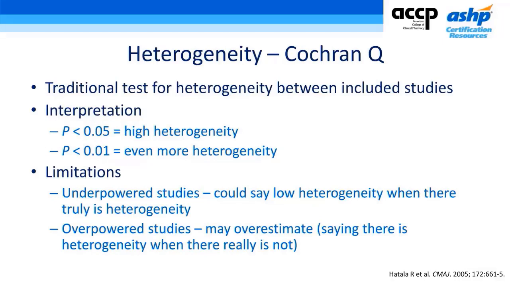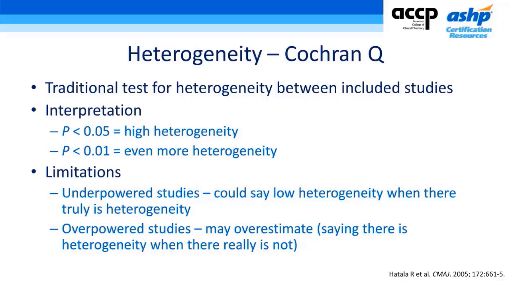As I mentioned before, there's heterogeneity, and we are concerned about heterogeneity between trials that are included in a meta-analysis. So the Cochrane Q is a traditional test for heterogeneity between included studies. Now, how to interpret the Cochrane Q, we use a p-value, but it's different than the regular p-value that's based off of the alpha from the power calculation. So for the Cochrane Q, the p-value, if it's less than 0.05, then you have a high heterogeneity. And if it's less than 0.01, you have even more heterogeneity than if the p-value was less than 0.05.